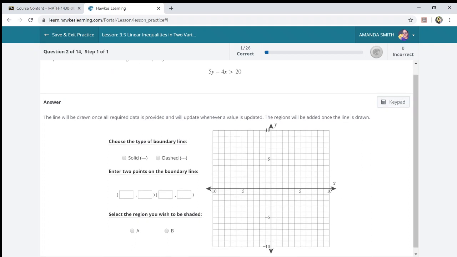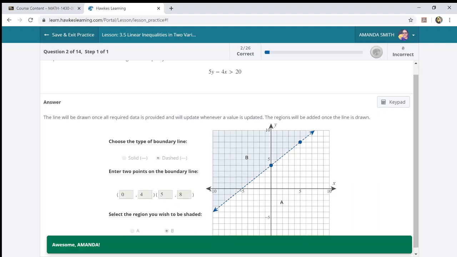So we know that the intercept is 0, 4, so we can go ahead and type that in there. And of course, that'll give us our dot. We also mentioned this was going to be a dashed line. And so from the dot 0, 4, we said the slope was 4/5. So we can go up 4: 1, 2, 3, 4. And then right 5: 1, 2, 3, 4, 5. And that will give us the point 5, 8. And from there, we said that this was going to be greater than, and so we will need to be shading above. In this instance, above is B. And so we click B and we submit our answer.